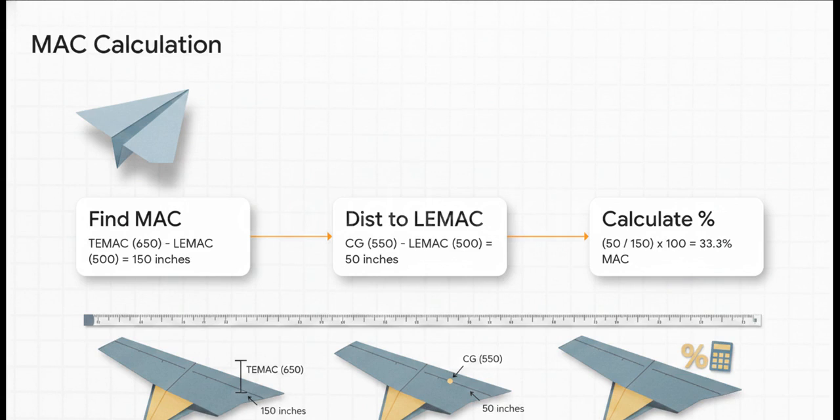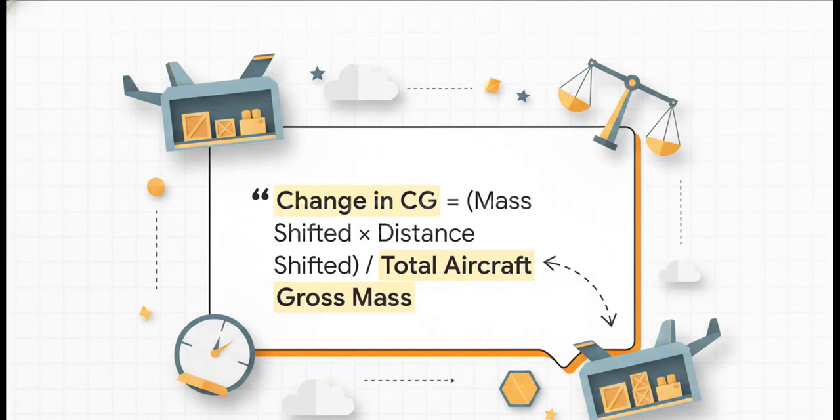That gives you 0.333. Multiply that by 100, and you're sitting exactly at 33.3% MAC. See? Not bad at all. But what if you're already loaded and you realize your CG is out of limits?